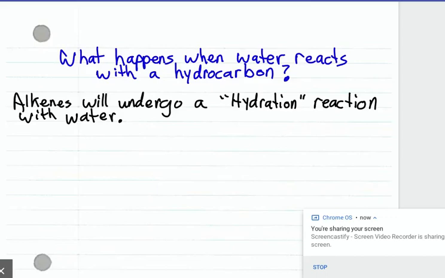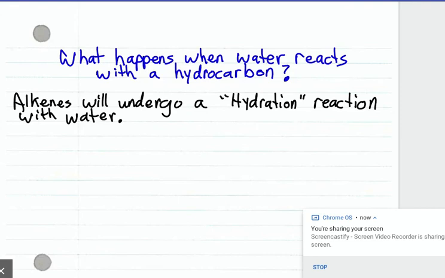All right, we are going to look at what happens when water reacts with a hydrocarbon. Now, it's important to recognize that it's actually alkenes that will undergo this reaction with water, and that's because alkanes are actually really unreactive. So our alkenes are going to undergo a reaction with water, and it's called a hydration reaction.